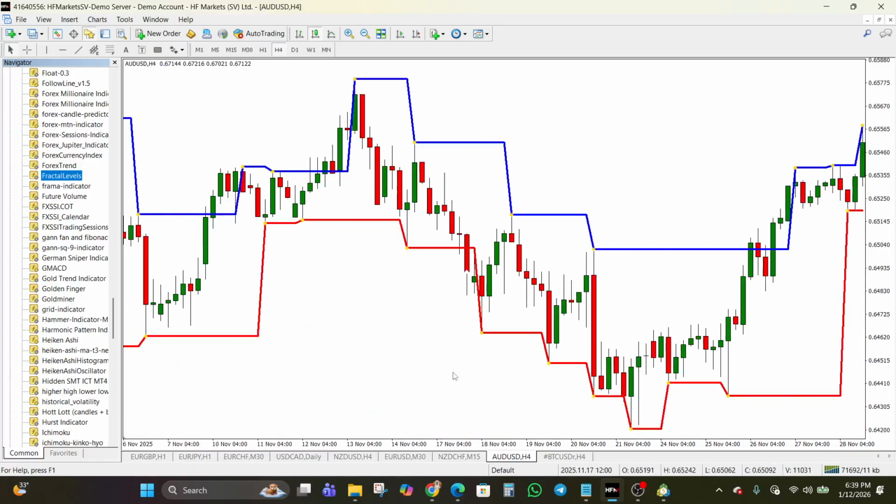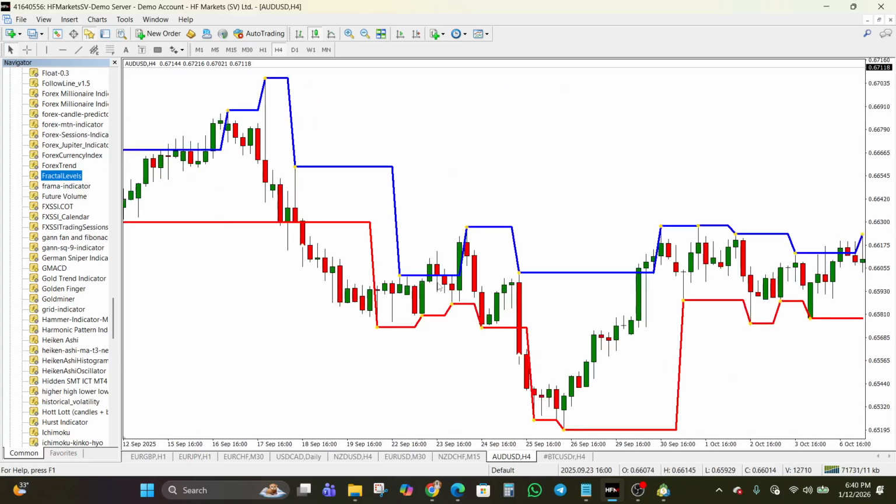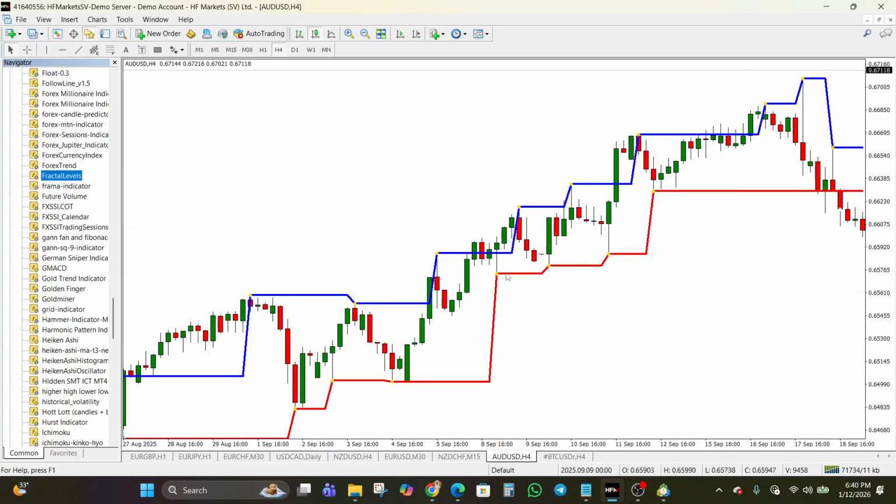You just want to look for confirmation patterns and execute accordingly. However, if the slope is very gentle, then you will notice price moving within the blue line and the red line. So in that case, you want to execute your sell trade after price is rejected from the blue line. Then if you have a gentle uptrend, you notice price moving between the blue line and the red line, you want to execute your buy trade after price gets rejected from the red line, and so on and so forth.